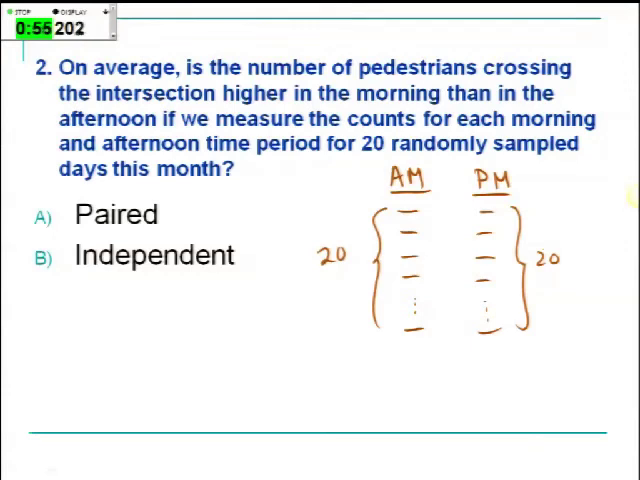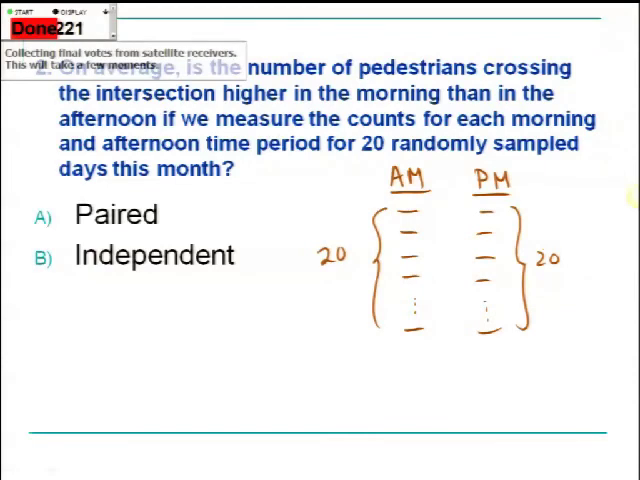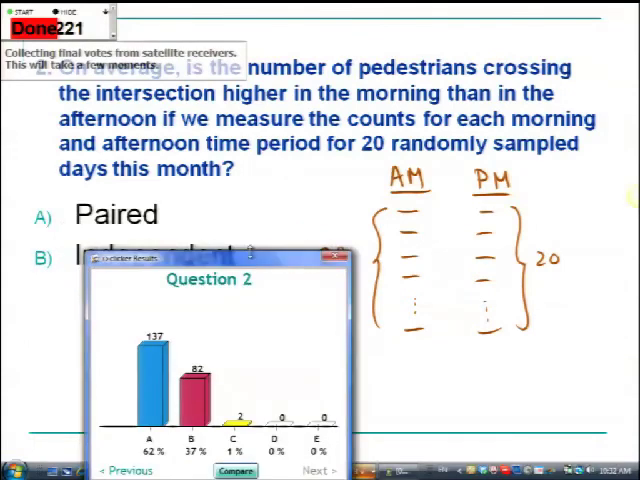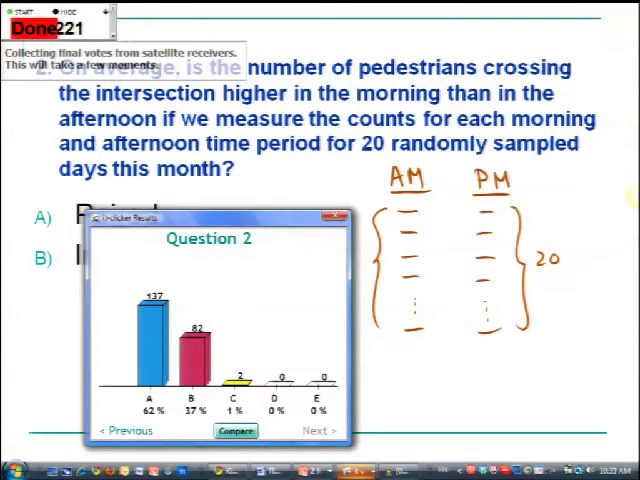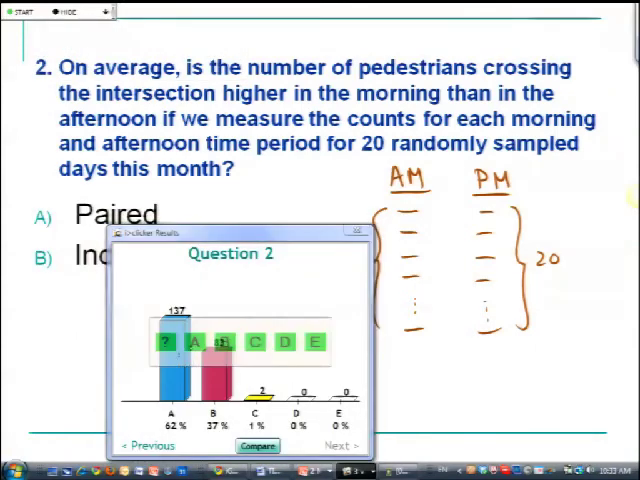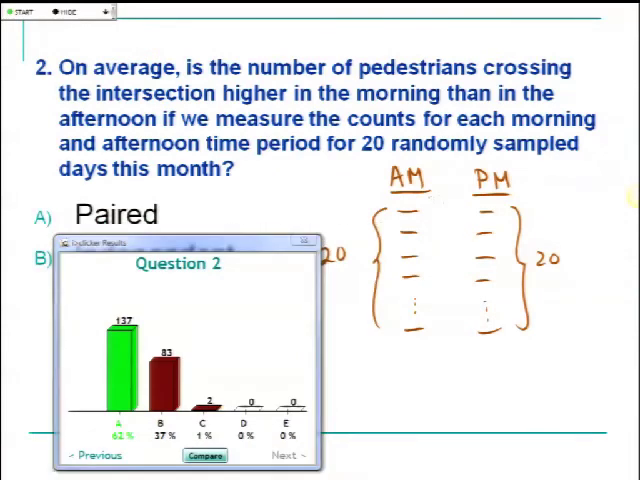Not quite as distinctive, but we are selecting the other option more often, which is paired. That's what it would be. Why is it paired? What is it paired by? What makes those first two observations go together? Same intersection? Not the same intersection, because they're all taken at the same intersection.